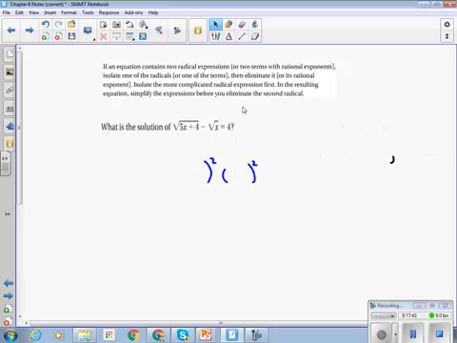Okay, so let me show you what they mean by that. I want to get an expression where the most complicated radical is on its own. So what's more complicated? Square root of 5x plus 4 or square root of x?